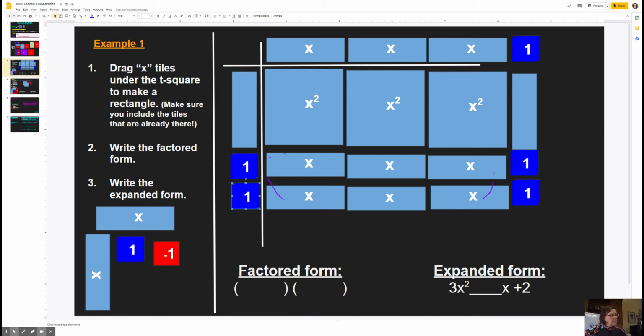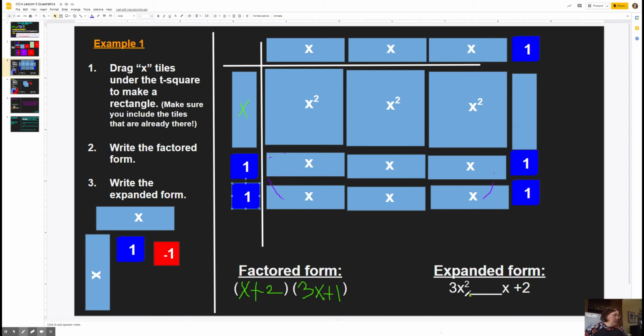And then remember, we talked about factored form and expanded form. Factored form comes from the width and the length of that rectangle. Expanded form comes from all of the tiles underneath. So then my factored form, I take a look at my dimensions. This is X plus 2. So one of my factors is X plus 2. And 3X plus 1 goes in the other set of parentheses.